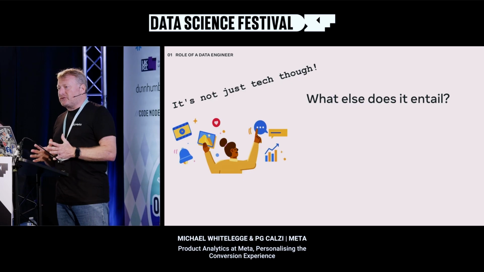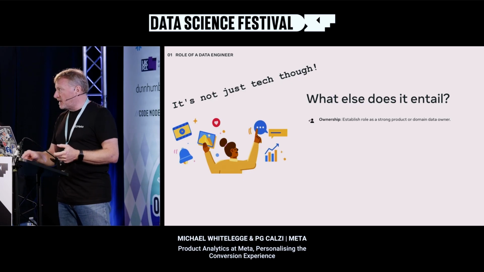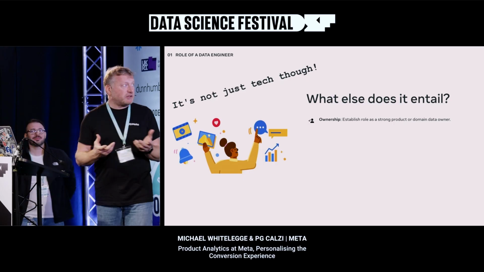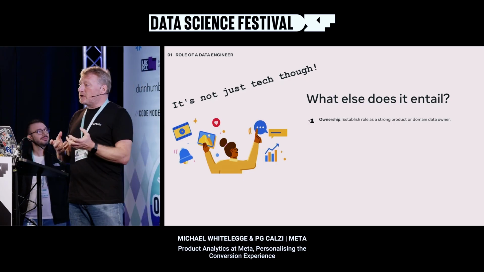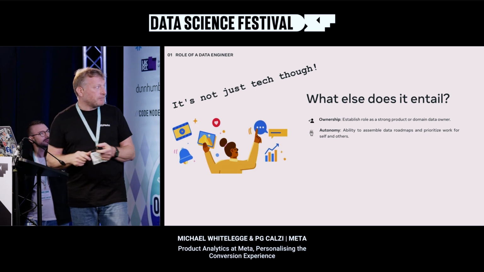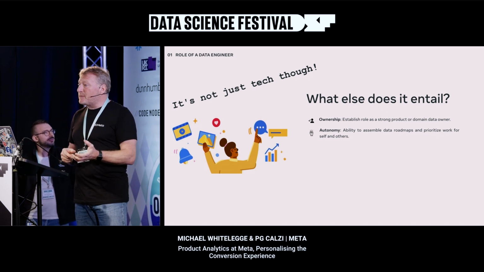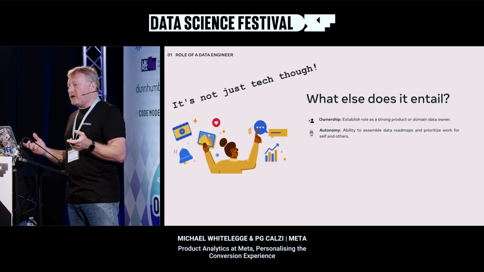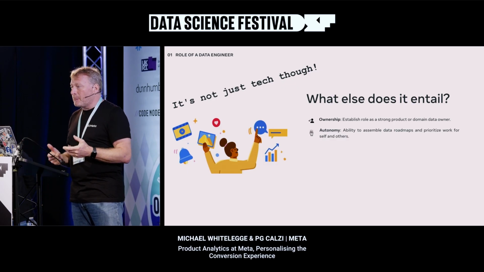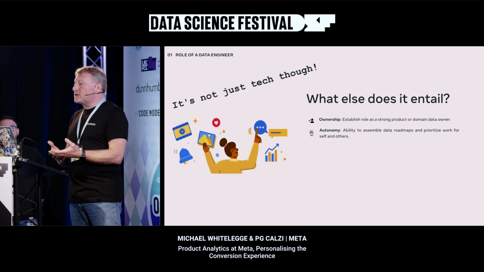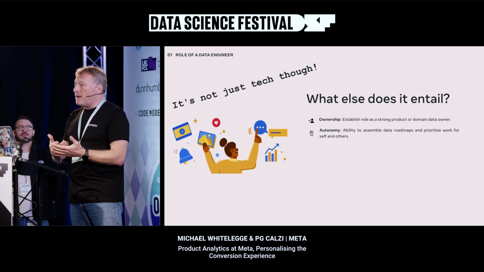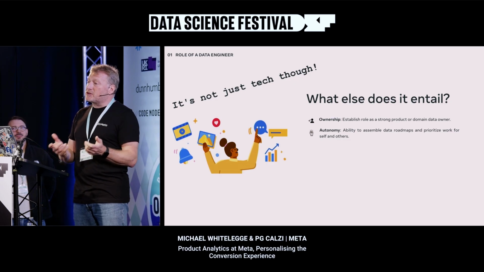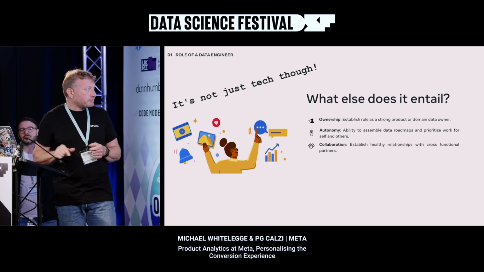But it's not just about the tech. So what else does it entail? Ownership. We have to establish our data engineers as product owners, domain specialists of that data. Autonomy, so they need to be able to work out what they need to build. We tend to do road mapping every half of the year, so every 6 months. What do we need to build from a data roadmap perspective that's going to help build the data sets that answer those business questions to help those product roadmaps?